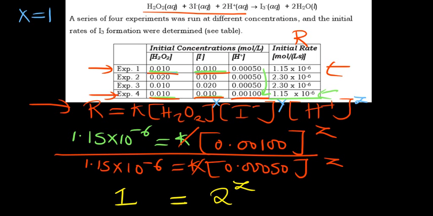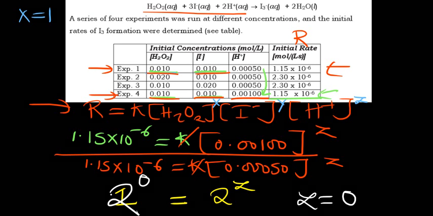Maybe 0. Okay, so the one we have on the other side can be expressed as 2 to the power 0. 2 to the power 0 is a 1. So the bases are the same, therefore z is equal to 0.